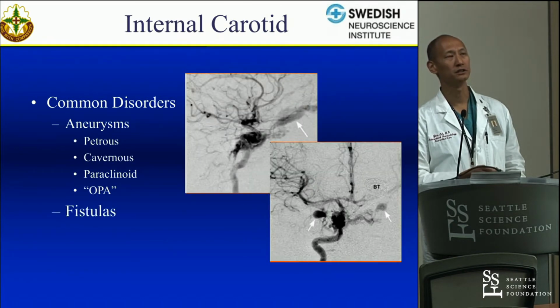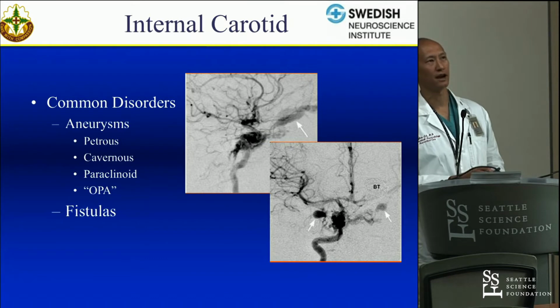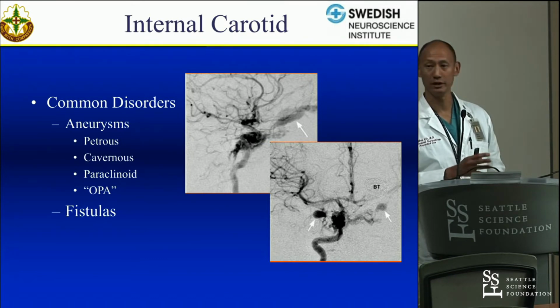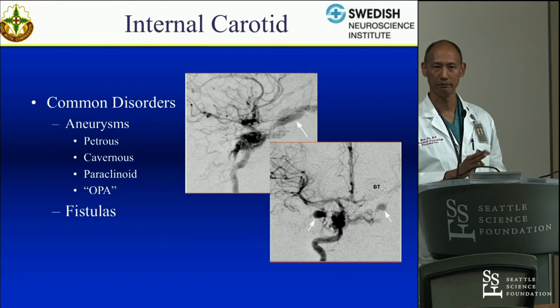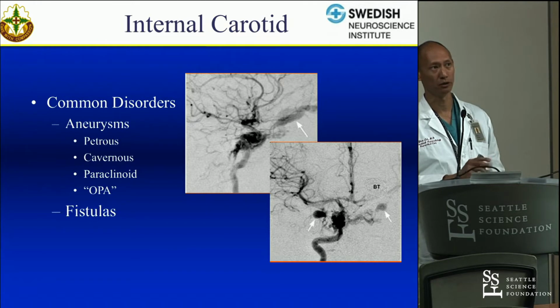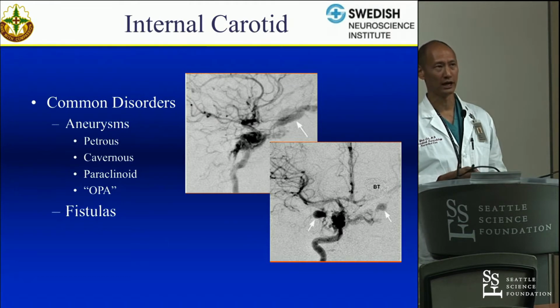I'm not going to go too much into fistulas, but the cavernous carotid fistula really is broken down into both an indirect or a direct. The indirect is really another term for a dural fistula, and behaves very similarly to a dural fistula. So it's important to interrogate the external carotid artery, because the majority of these will actually get supply from the external carotid artery as well.